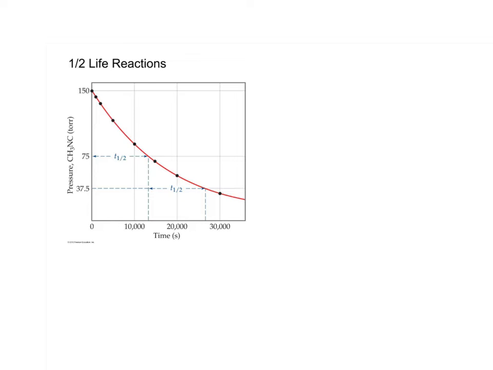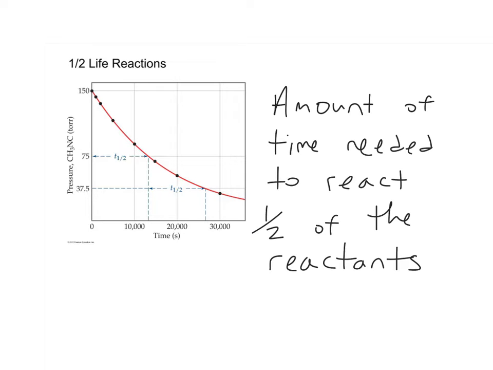Today we're going to talk about half-life reactions to start off with. Half-life reactions are identified by the amount of time needed to react 1/2 of the reactants from the original amount.